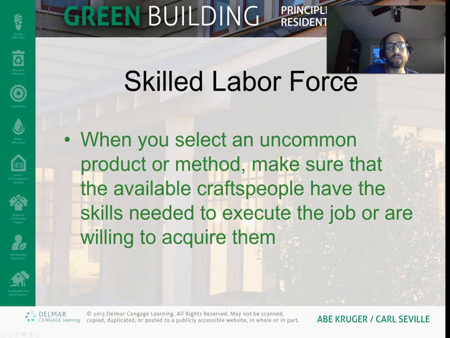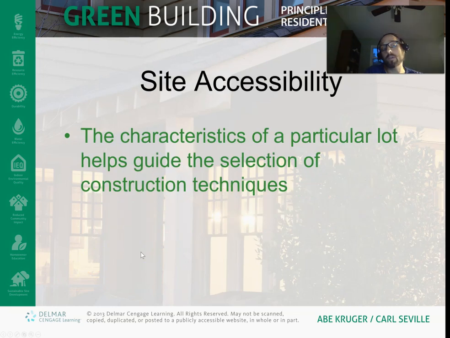All right, and again, you just need to make sure if you're going to build something, you have the skilled labor available to you, and also that you have the resources to hire that labor if you don't have them on staff. And again, site accessibility, you really need to look at the whole site as a system, and that's a really, really important concept in green building. You don't just look at, okay, I have this pad where I'm building this house and this is the house footprint. You have to look all around.